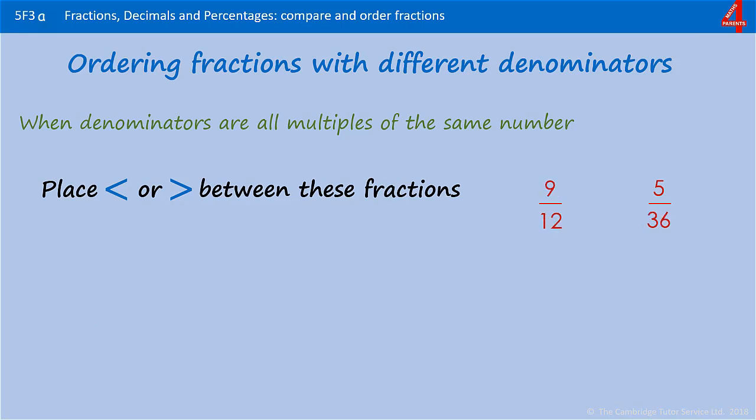The next couple are going to be slightly different. For one thing, they're less obvious to see from the beginning which is bigger than the other. But also, there might be a little bit of a problem when we try to find the common denominators. Take these two, 9 12ths and 5 over 36. We're going to decide which is bigger.